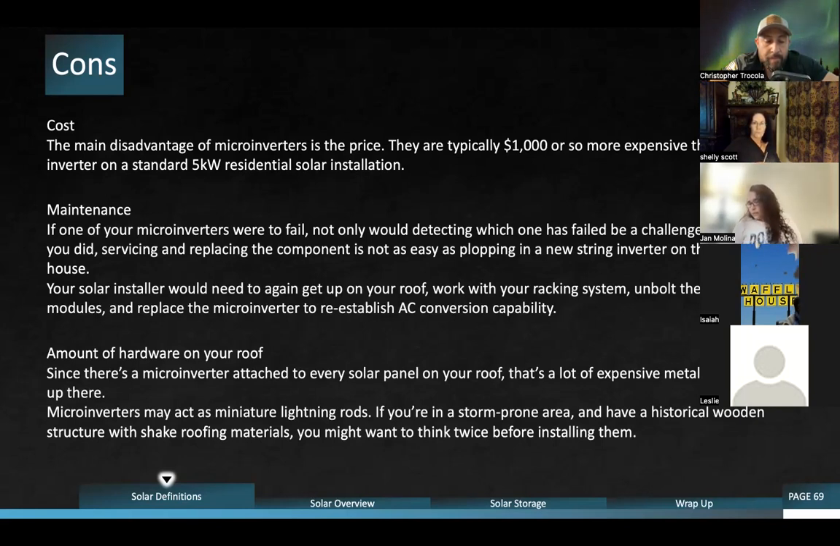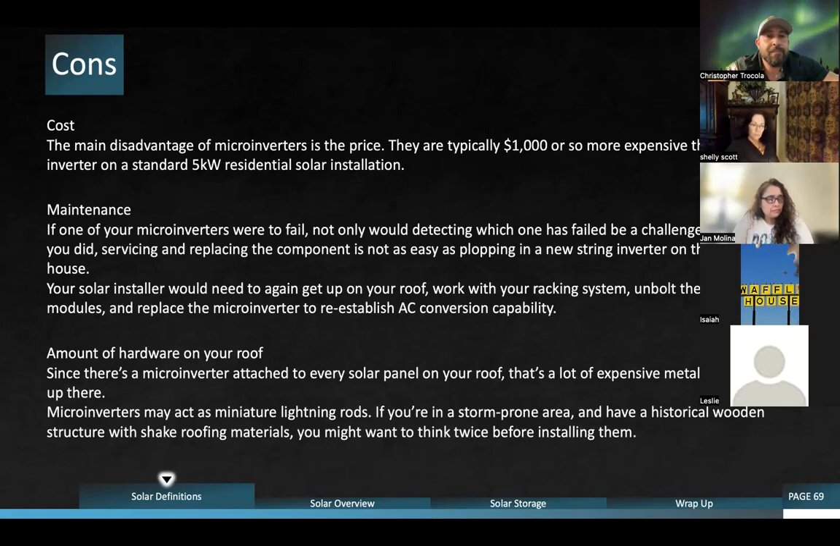Okay, I had a question about the maintenance on it. On the pros, you said it has panel level monitoring, but then you said on the maintenance, you would have to detect which one failed. Wouldn't that panel level monitoring help you detect which one failed? You would think so. There's kind of an issue because of the wiring. You can see that the panel is working, but there's a problem with the actual production itself.